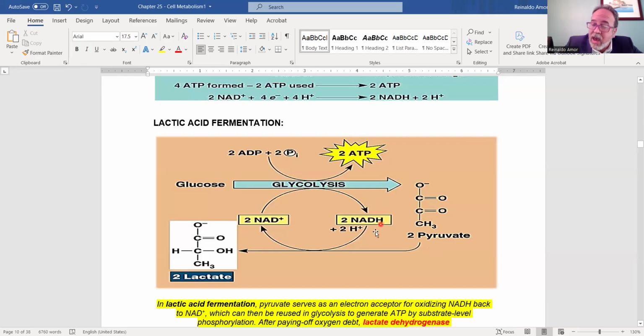If you don't have oxygen, NADH is used to reduce pyruvate into lactate, okay? And lactate is another 3-carbon molecule here, okay? And this reaction requires an enzyme which is called lactate dehydrogenase, LDH. LDH is measured in these patients that are short of breath. Lactic acid is also measured.